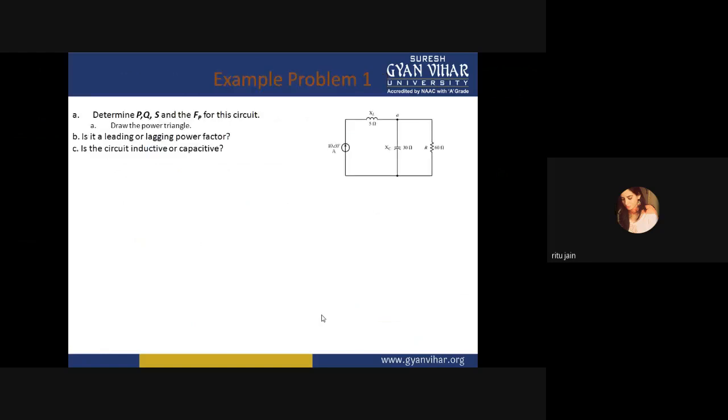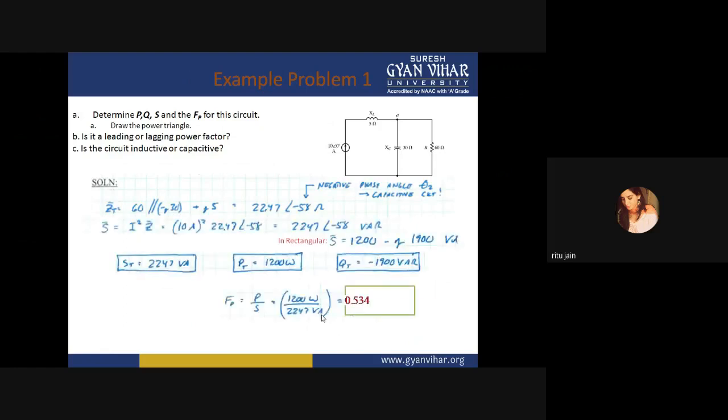Sample problems. First, we will discuss some examples by which you will be able to understand what the power factor is. Determine P, Q, S, and the Fp for the circuit. Draw the power triangle. Is it a leading or lagging power factor? Is the circuit inductive or capacitive? You can see this is the solution by which you can easily understand what your power factor is.